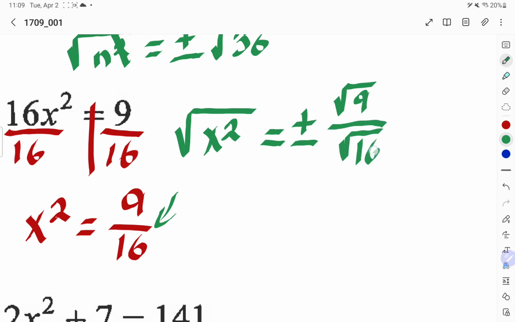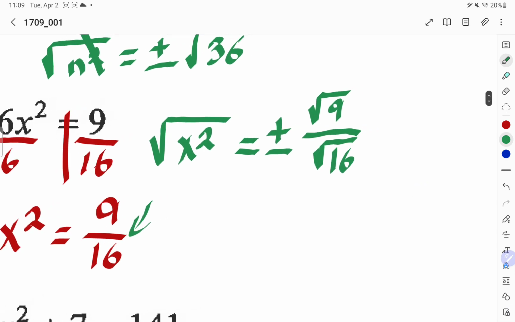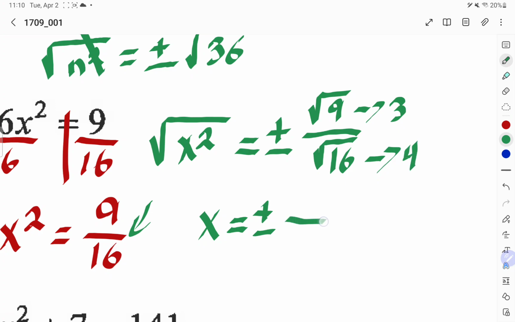You're going to have to do this for some of the problems, not all of them, but some of them you're actually going to have to do it. And then we're going to simplify and get our answer. So we're going to start with x equals plus or minus. Now, what is the square root of 9? 3. What is the square root of 16? 4. So my answer in this case is going to be 3 over 4. And that is it.